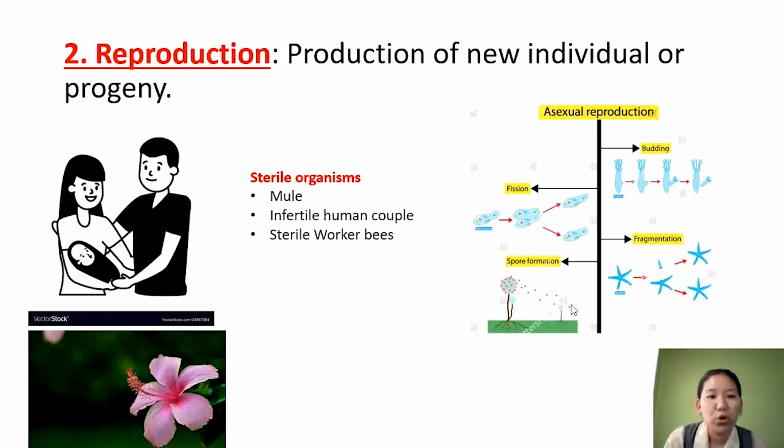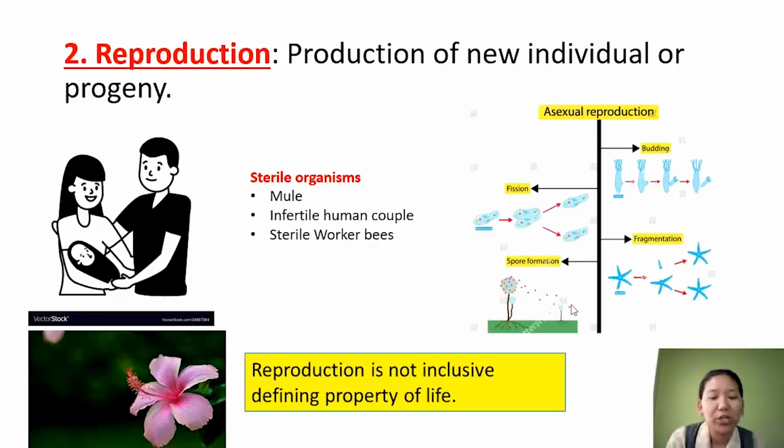So taking all these things into consideration, we see that reproduction is an important characteristic of living organisms, but not all living organisms need undergo reproduction. They may not undergo reproduction. So that means reproduction becomes a non-defining characteristic of living. Here, reproduction is not an inclusive defining property of life.